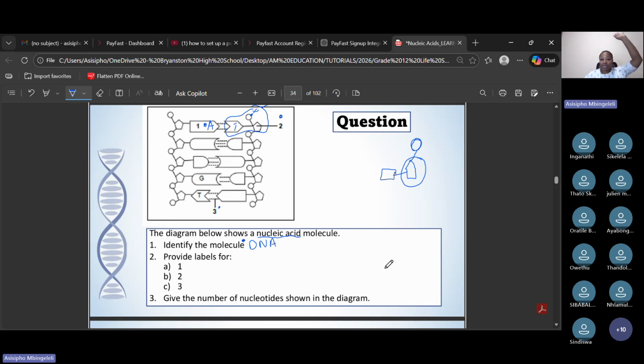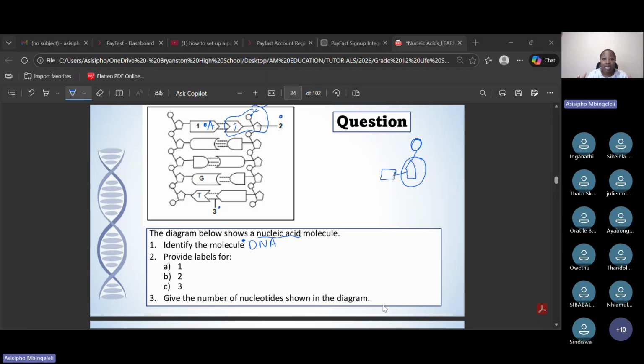So I'm happy for us to make mistakes in the lesson because when we make mistakes here, we're not going to make mistakes in a test at school or in our final exams. So please be specific when you are asked about the type of sugar. So if it's in an RNA molecule, you will say ribose sugar.